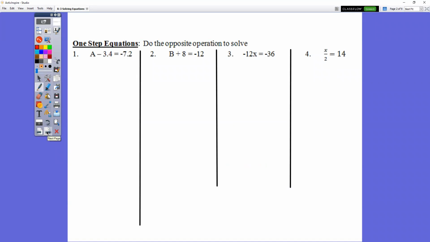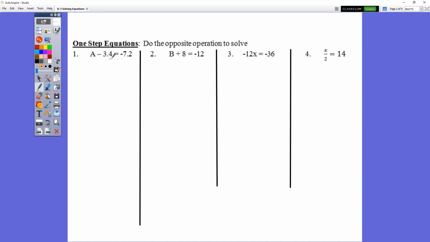So remember, when you solve any equation, your goal is to get the letter all by itself. You have to do that by doing the opposite operation to solve it. Whatever you do to one side of the equal sign, you have to do to the other side of the equal sign. So 1 through 4 here are all one-step equations.